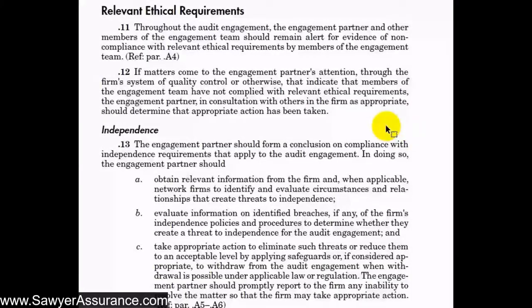Okay, so moving forward in this AUC section 220 that's describing the role of the engagement partner for quality of audits, we'll get down to the relevant ethical requirements. And this discussion will be about AUC sections 220.11 through 13.